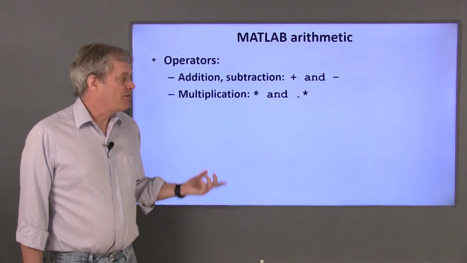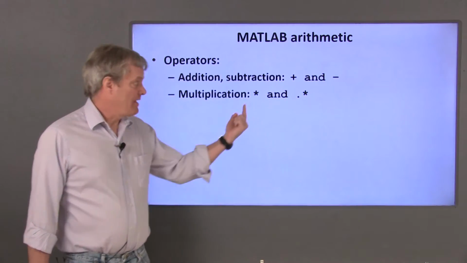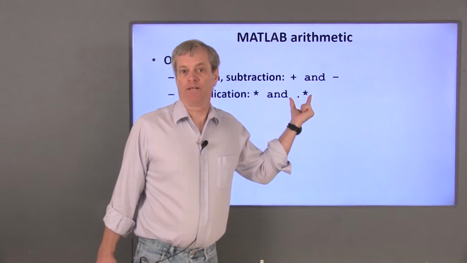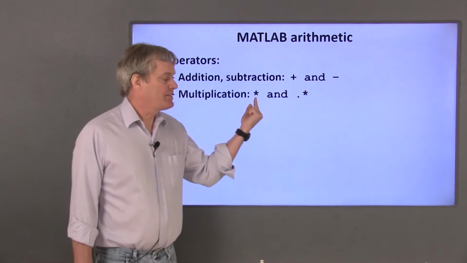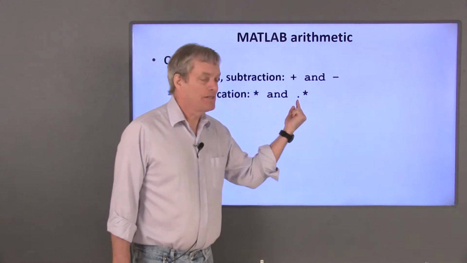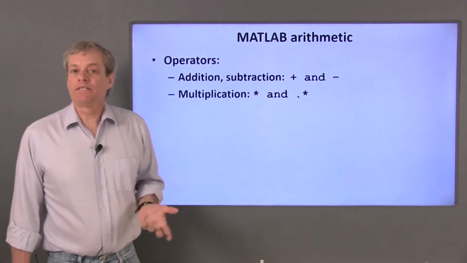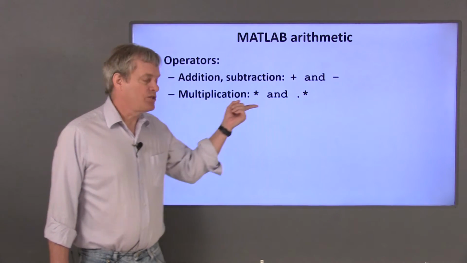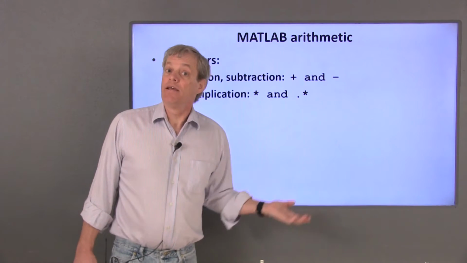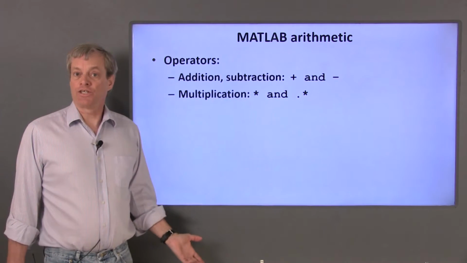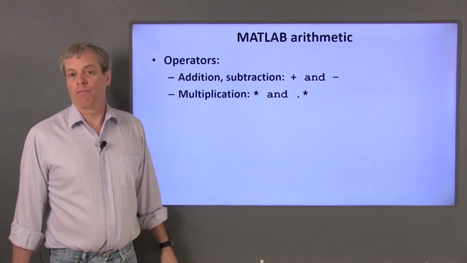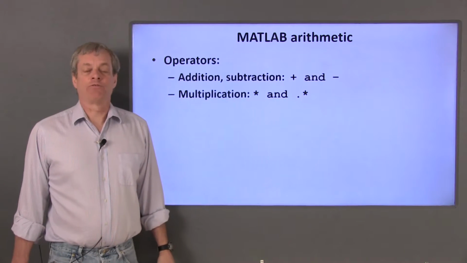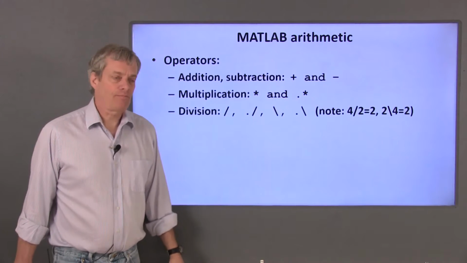There are 2 different multiplication operators, the asterisk symbol and an asterisk symbol with a period in front of it. As shorthand, I call this the undotted operator and this the dotted operator. As long as the operands are scalars, or single numbers, these 2 operators do exactly the same thing. If the operands are arrays or collections of numbers, the dotted and undotted operators do very different things. We'll talk about those differences later after we start using arrays.